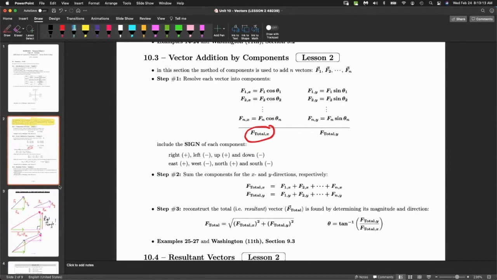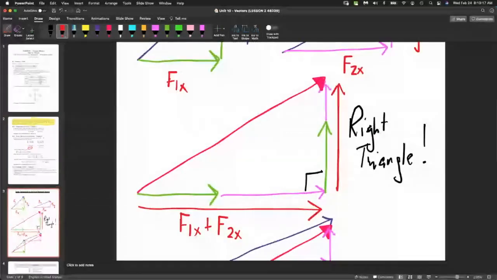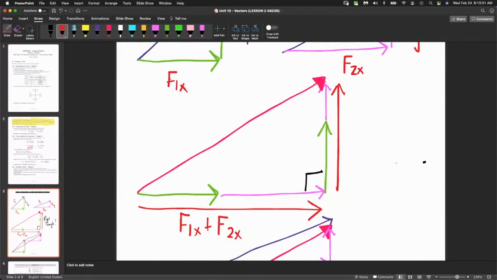Similarly, you can do the same thing in the y direction. So there's our right triangle. I'm just going to get rid of the right triangle words there. This is F1y plus F2y. Again, if you add those all together, then you get one overall vector in the y direction.